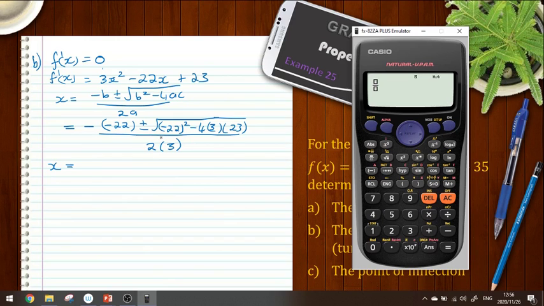So this minus and minus becomes plus, so I'm just going to say 22, start with plus, my square root. Now very, very important is that you apply brackets here, minus 22 squared, because otherwise it would change the value, minus 4 times 3 times 23. And that's all over 2 times 3, which is 6. Okay, so to 2 decimal places, we've got 6,07.